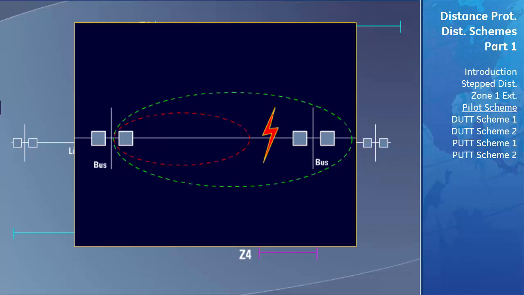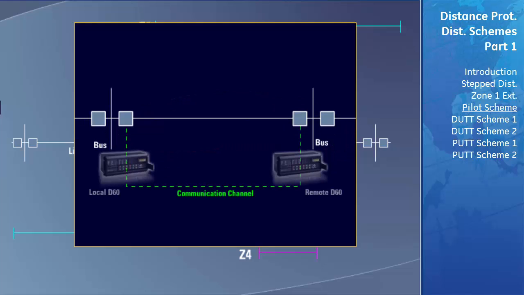Pilot schemes speed up the clearing of faults that occur on transmission lines and inside Zone 2 of the local relay by communicating with the relay at the remote end of the line to determine if the fault is actually on the transmission line. Therefore, all pilot-aided schemes require a communication channel be provided between the two relays. Over this communication channel, the two relays share information regarding the general location of the fault, allowing the clearing of faults on the transmission line to occur as fast as possible.